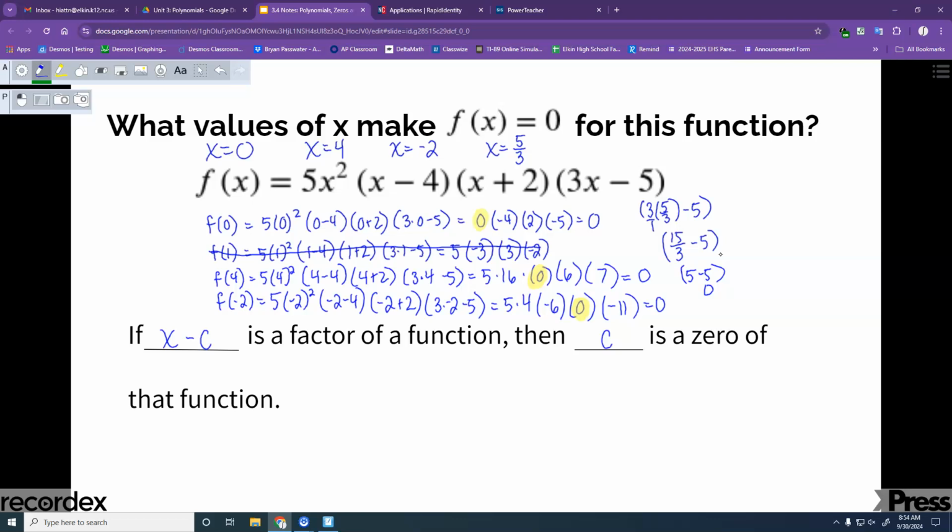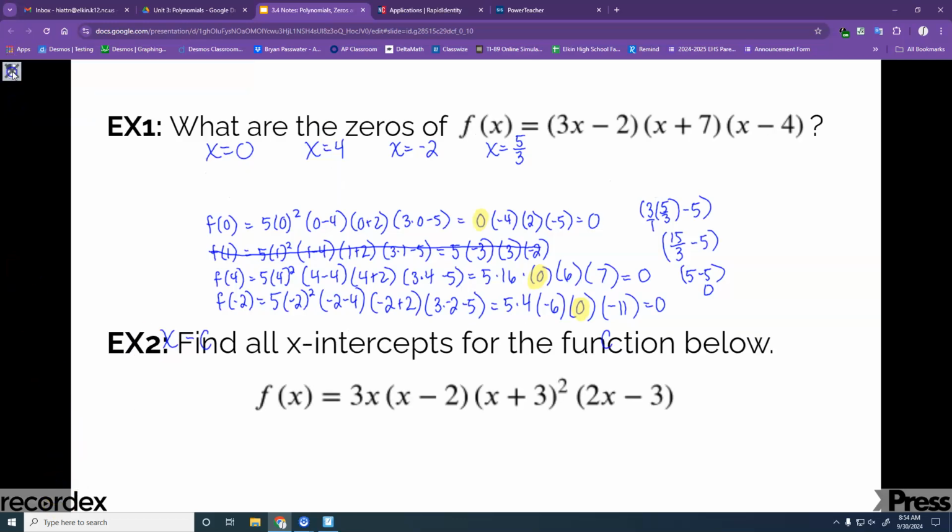So if you have your function already factored out, this one was already factored, right? It's all broken up into its parentheses. If any piece of that equals 0, then that's going to give you a 0 for the function. Okay, and it ends up being the opposite sign right here, that positive for the -2. There's a 0 with this right here. We're going to look at some more of these.